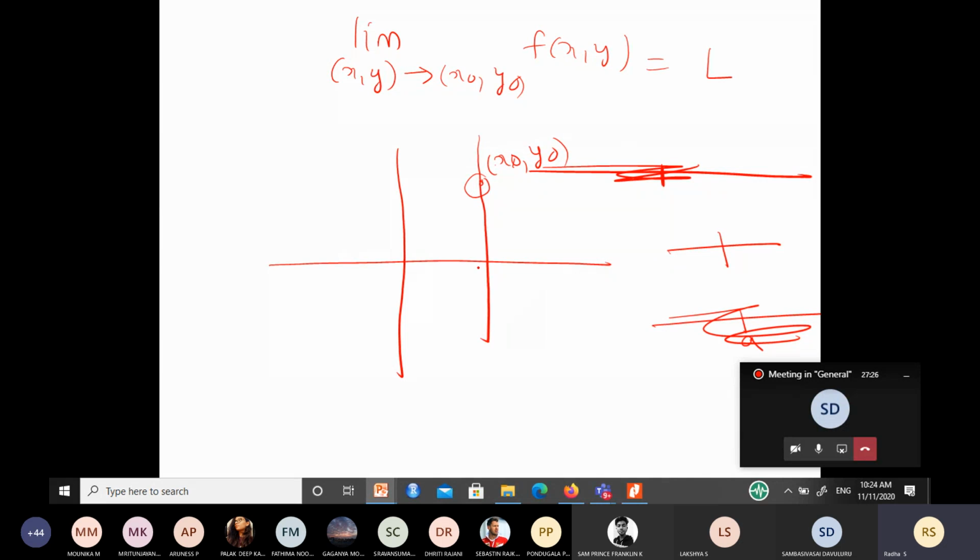That's why I'm saying, what is this straight line? This straight line is x is equal to x0. What is this straight line? Y is equal to y0. I can approach through x equal to x0, y is equal to y0. Even I can approach through a parabola like this. Somebody said correctly: y minus y0 equal to x into x minus x0 the whole square.